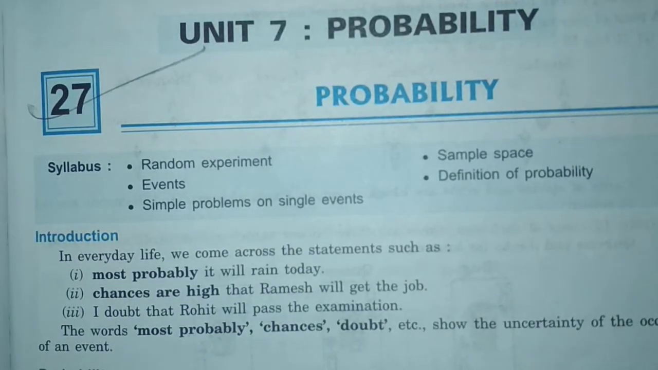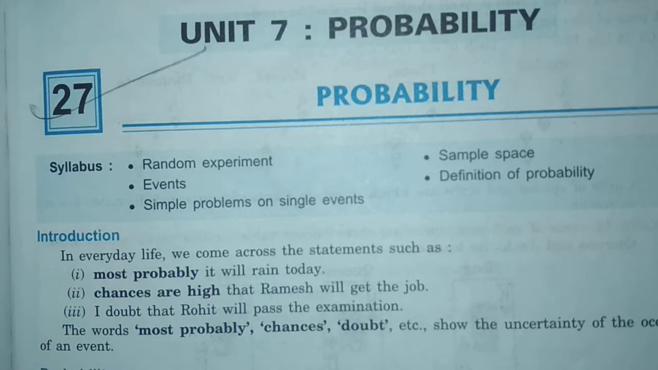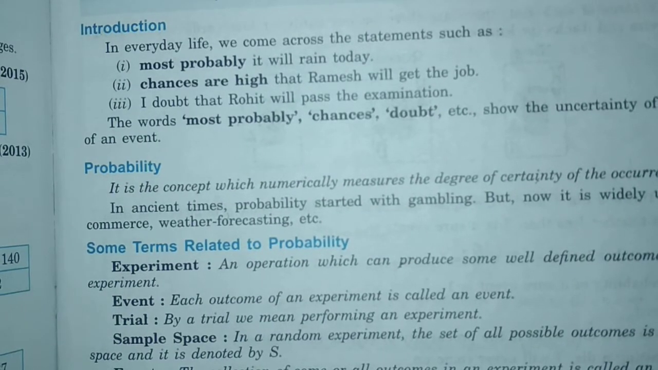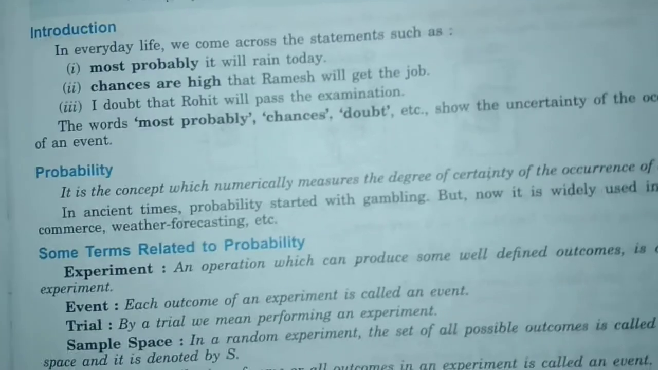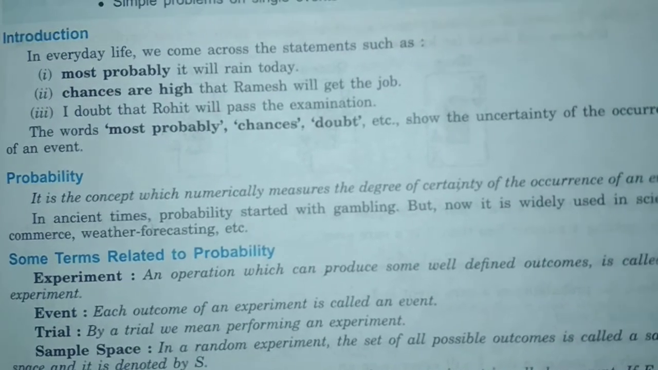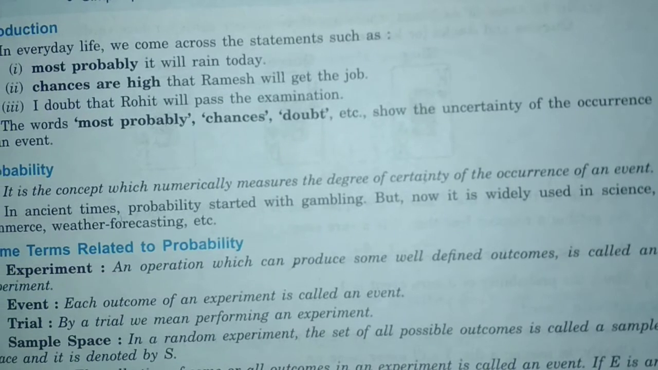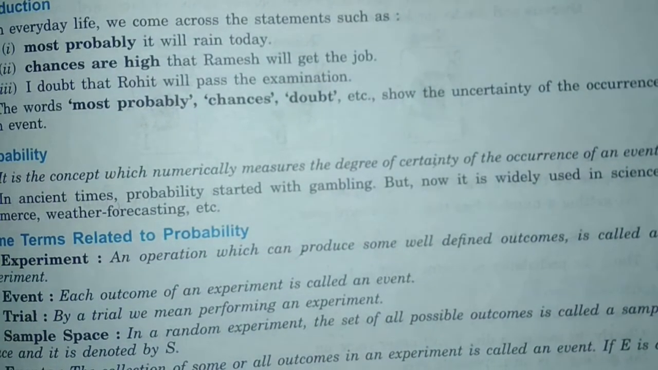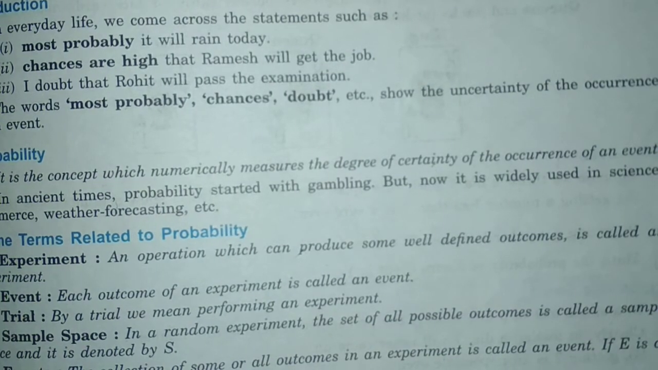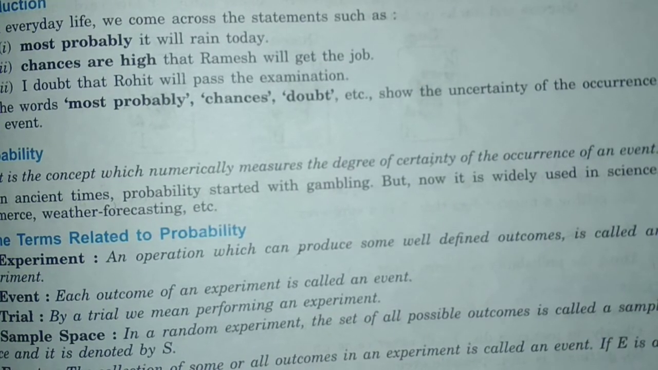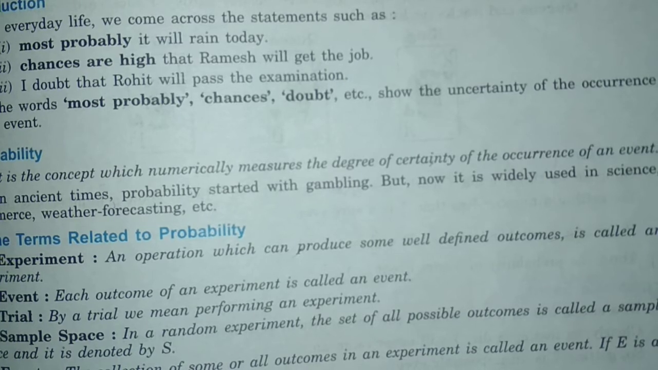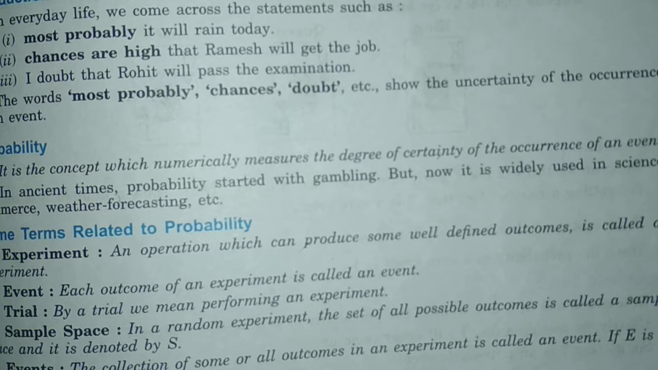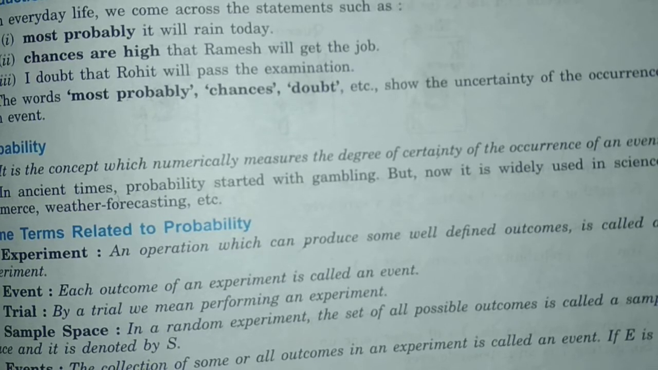Today I'm going to teach you probability. Okay, so let's start. It is the concept which numerically measures the degree of certainty of the occurrence of an event. Probability is the concept which measures the degree, means how many times the event will occur. Okay, from the total number of occurrences, how much time that event will occur.